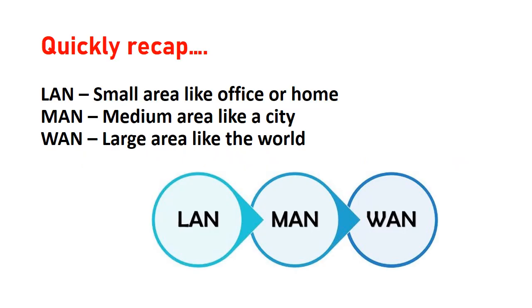Let's quickly recap the difference. LAN, small area like office or home. MAN, medium area like a city. WAN, large area like the world. All three help in sharing data, saving cost, and improving communication, but the scale, speed, and control vary.